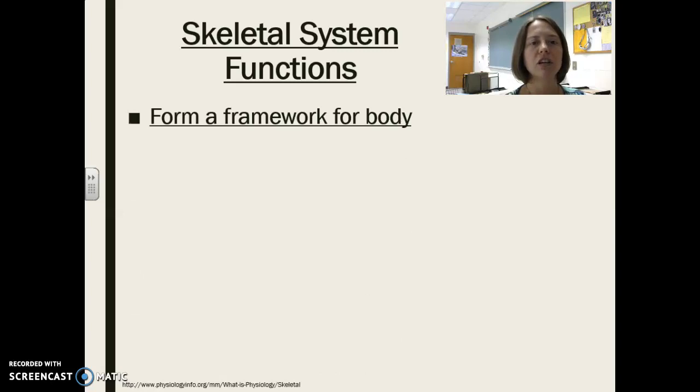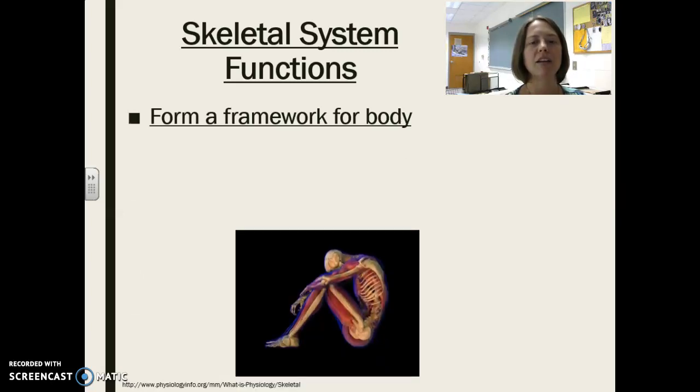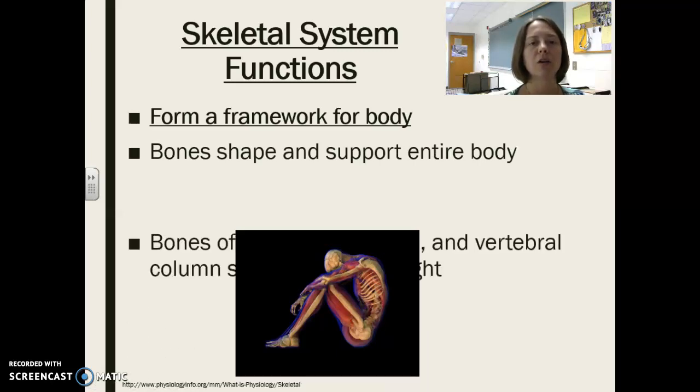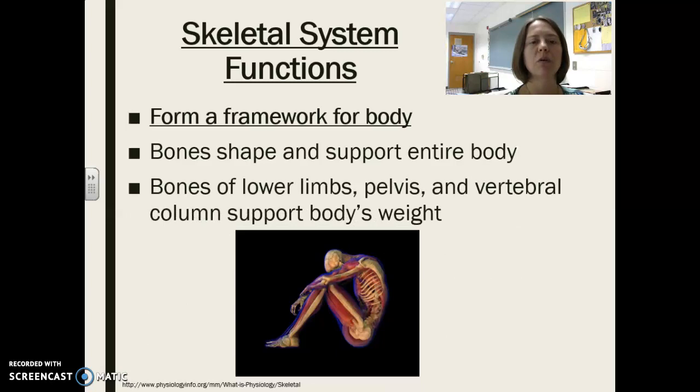A major function is to form a framework for your body. And you can see down here in the picture, the bones are forming the framework for that body. So bones shape and support the entire body. For example, bones of the lower limbs, pelvis, and vertebral column support your body's whole weight.